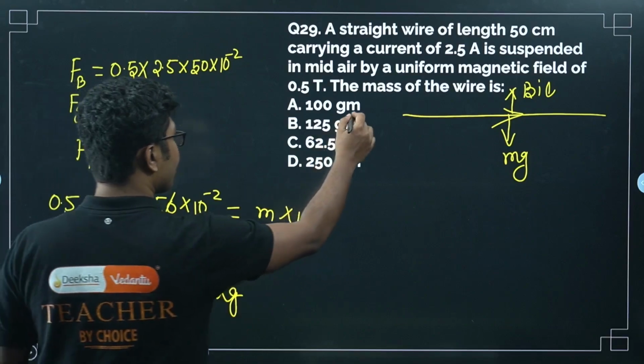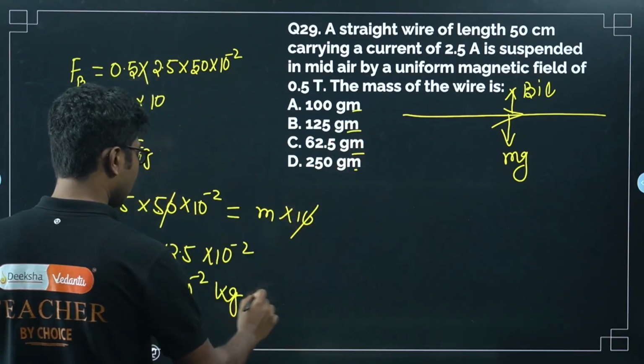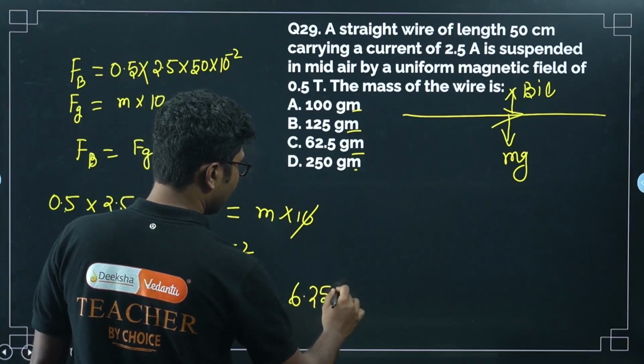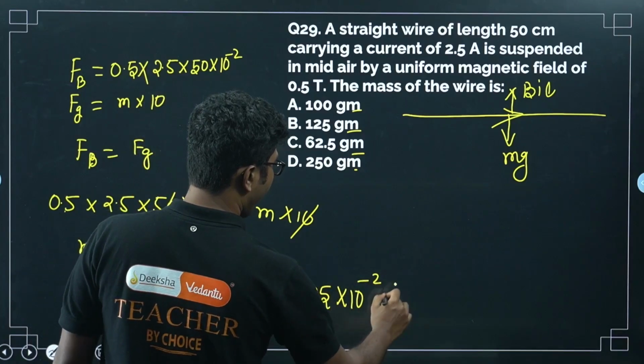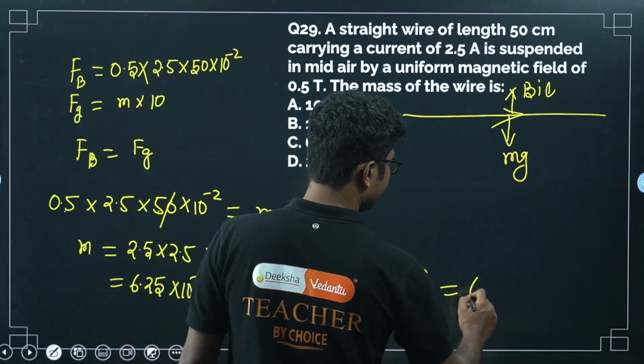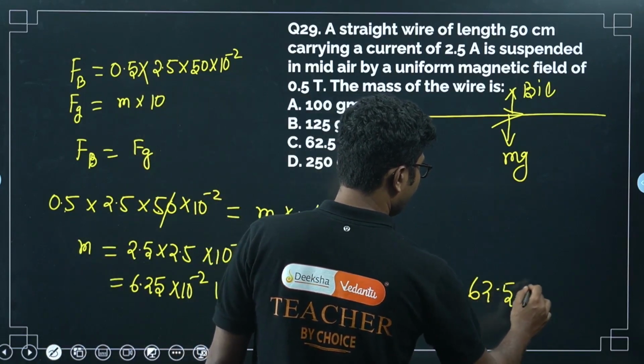Now the answer options are given in grams. To convert kilogram to grams, what do we have to do? We have to multiply it by 10 to the power of 3, right? So the answer will be 62.5 grams.